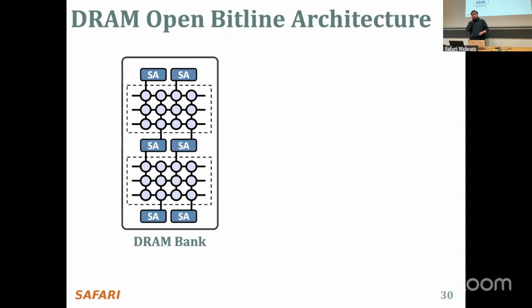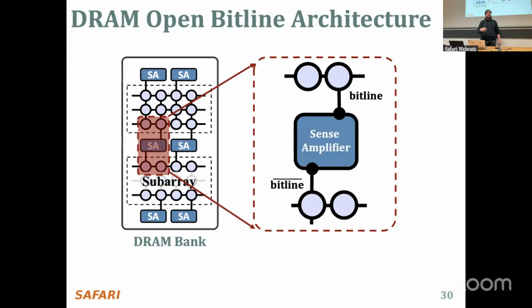And in modern DRAM chips, to achieve high density DRAM chips, to pack as much as possible cells inside the DRAM, we have an architecture called DRAM open bit line architecture. Here we have two subarrays, and these two subarrays, neighboring subarrays, share a common component called sense amplifier. Here we have an example over there. In the upper subarray, we have the bit line, and the lower subarray, we have the bit line bar, and they're connected to the same sense amplifier.